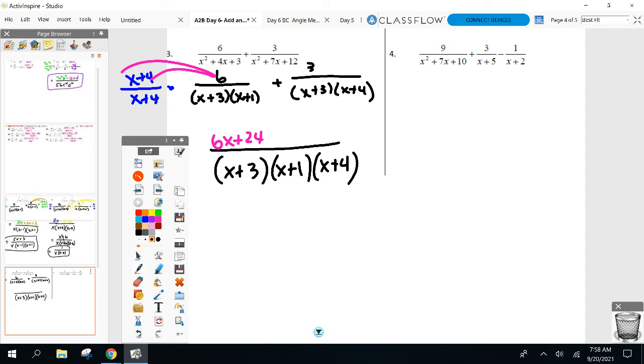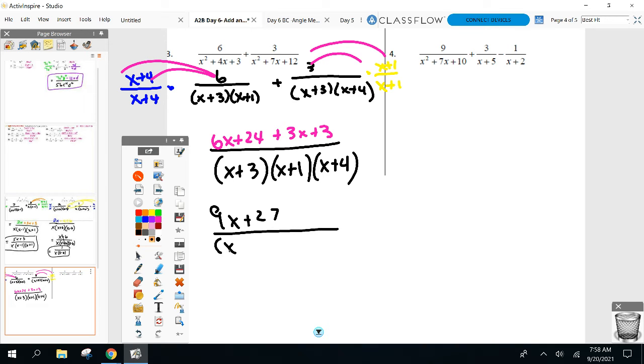What is the next one missing? It is missing an x plus 1. x plus 1. Same thing, distribute the 3. Boom, boom. Plus 3x plus 3. Combine my like terms, 9x plus 27. Looks good, right?